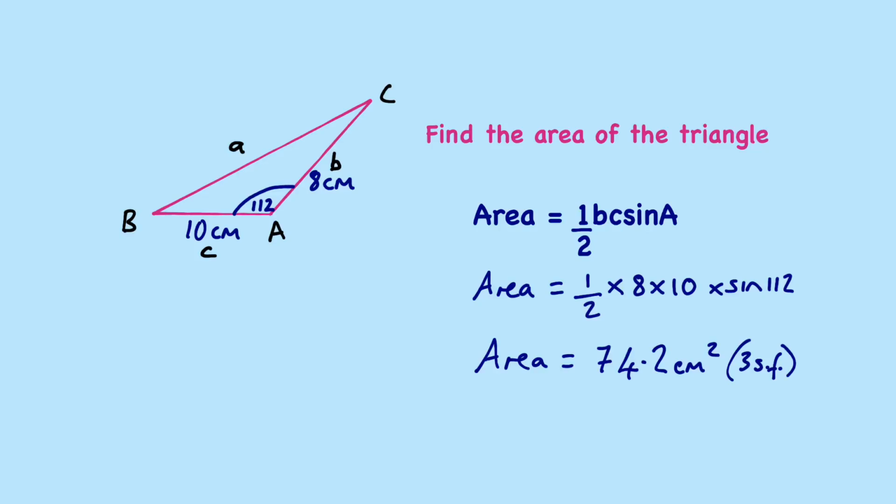Now you don't need to worry too much about labelling the triangle. The main thing is that you do half multiplied by the two sides you have times by the sine of the angle you have, and that's it. So let's have a look at one more example.